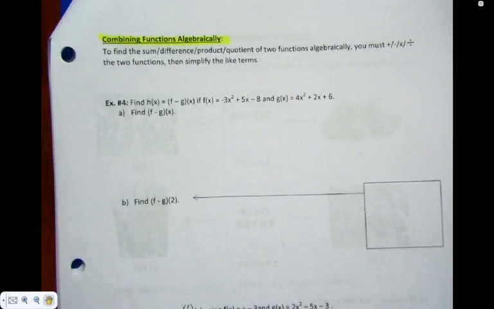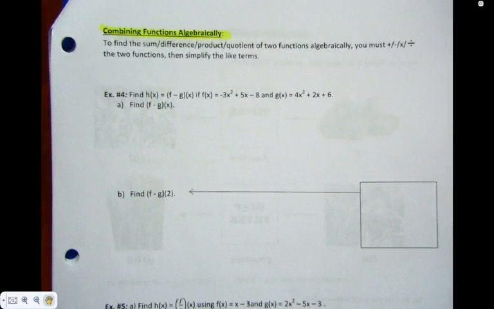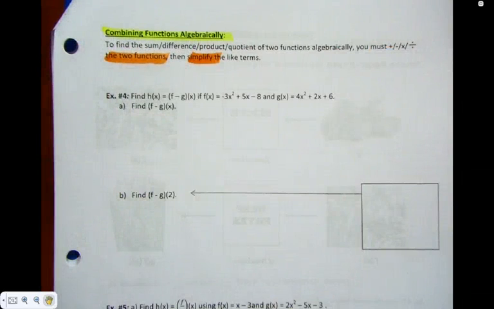Okay, let's do some algebraic ones. So this time we're not going to have the graph, we're just going to have the equations. To find the sum, product, quotient, whatever, of two functions algebraically, you must add, subtract, multiply, or divide the two functions, then simplify. That was maniacal.